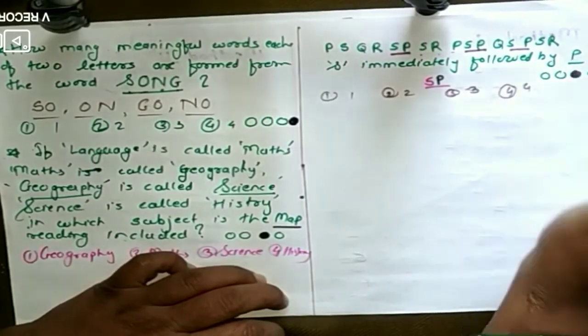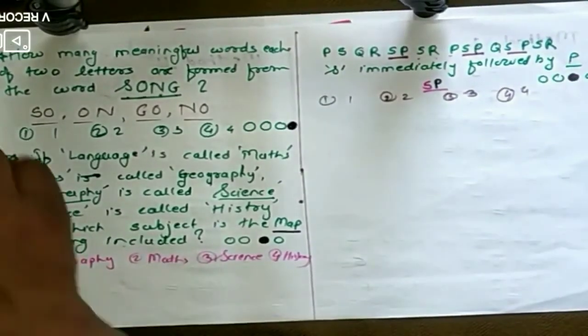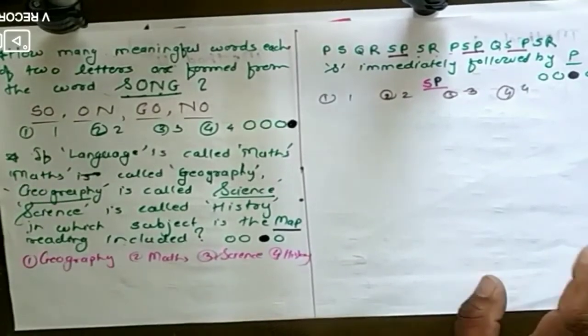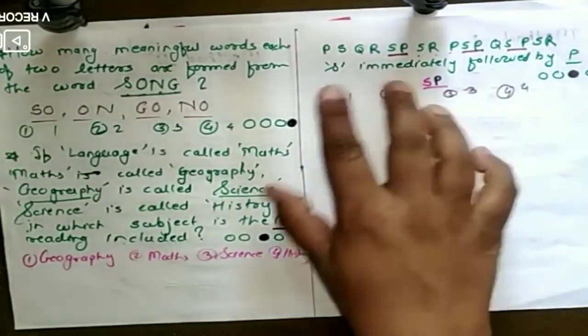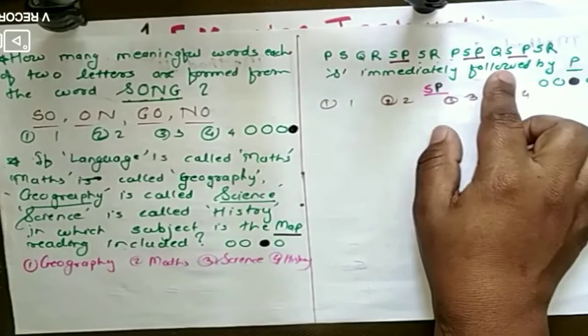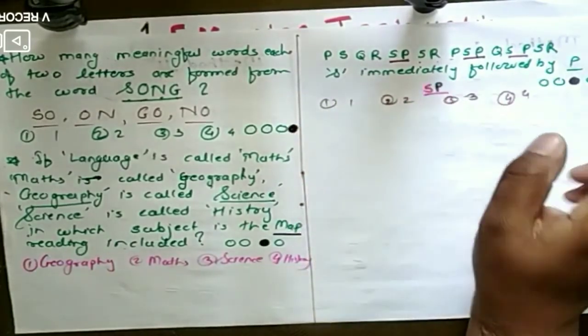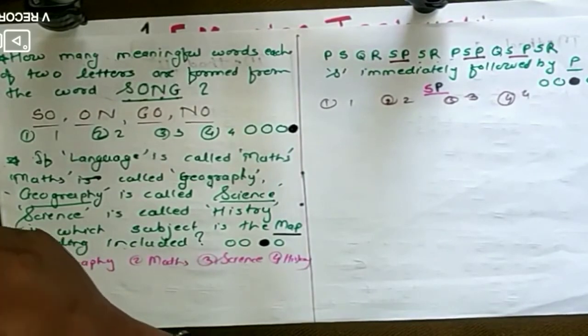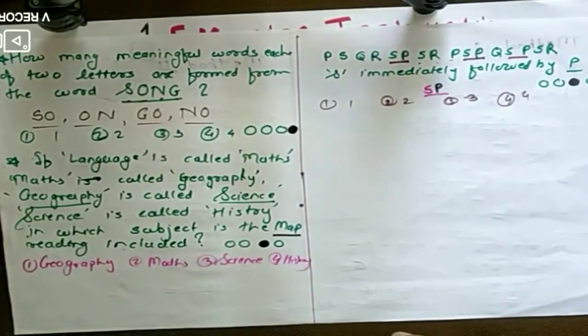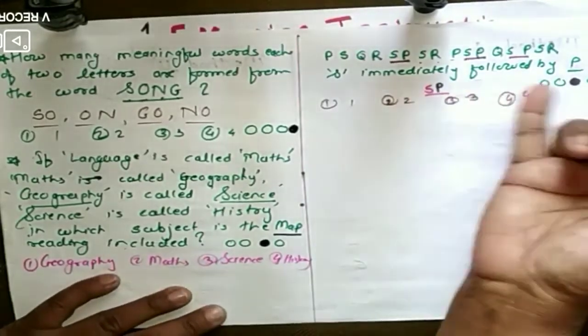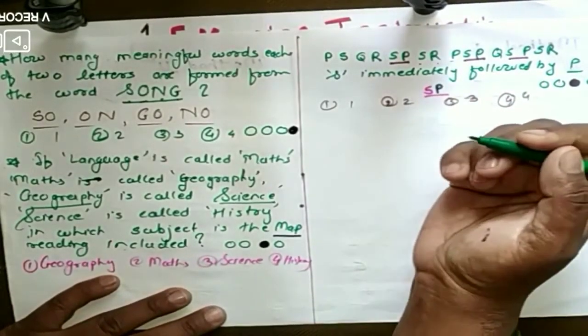If it is at another position, you just circle that number. So they are giving a series of letters, and from the series of letters we have to write the answers for the question. Some more examples we will see. Followed by means we have to find out how many times SP came here.